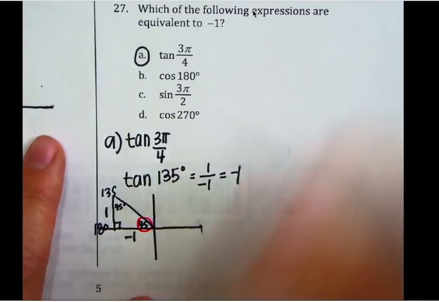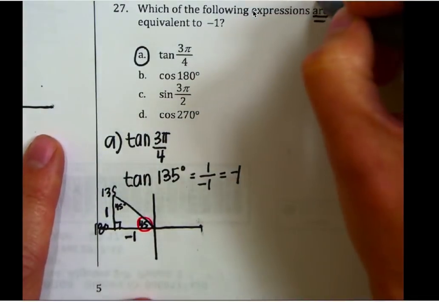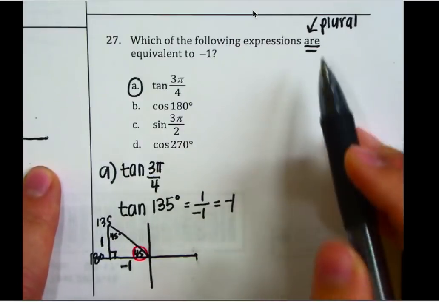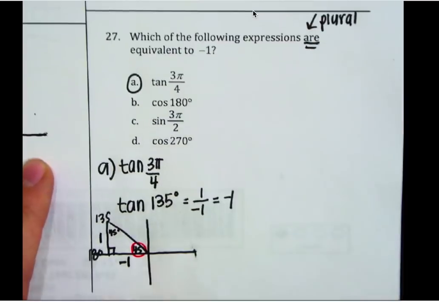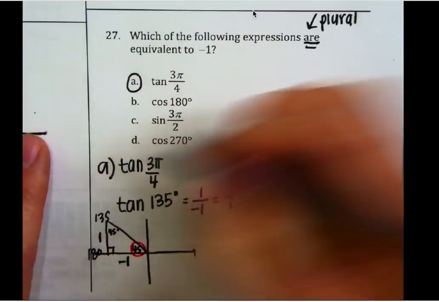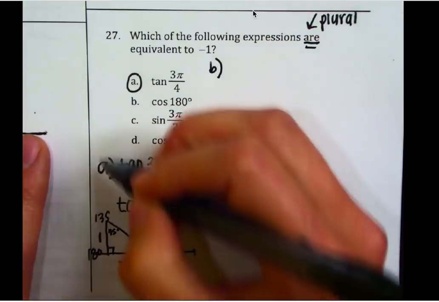So we want to make sure we are looking for more than 1. The question says expressions, which is plural, not singular, so we're looking for more than 1 answer. All right, let's go to B. Give myself enough room here. We'll do B up here.